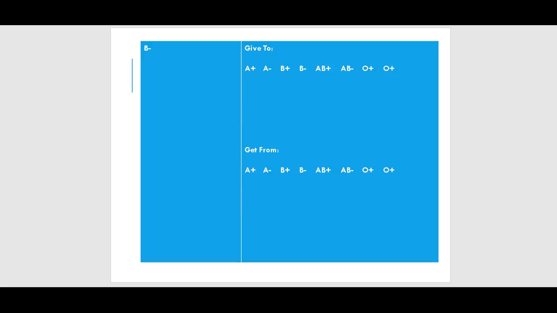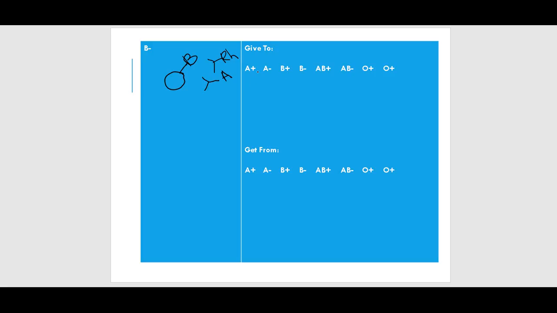Let's do one more example. Let's look at B negative blood. B negative blood has red blood cells that have B surface antigens. They have blood that has antibodies against A and antibodies against Rh. So let's look at these different blood types and see who we think that they could give to.